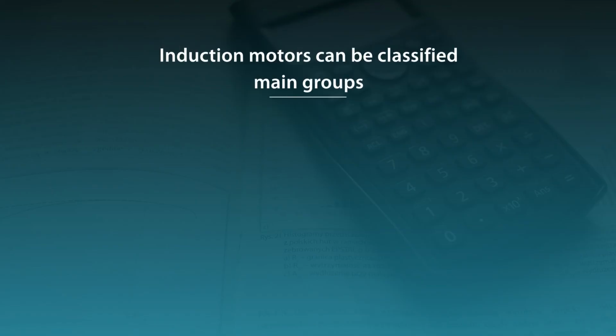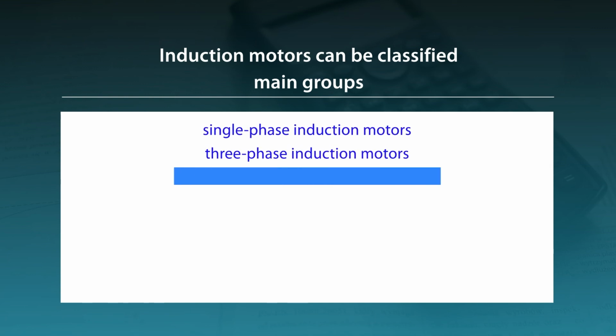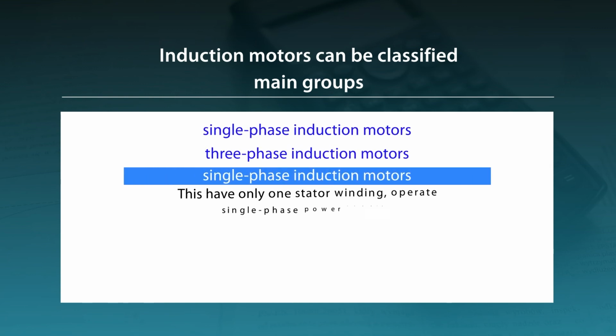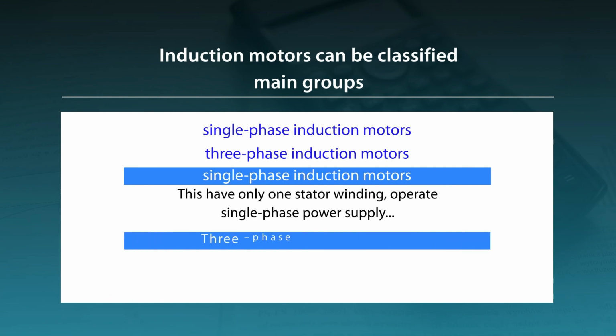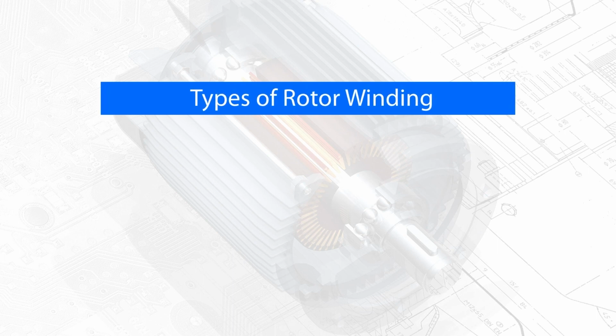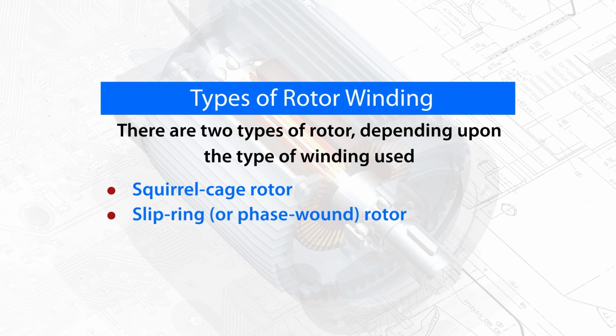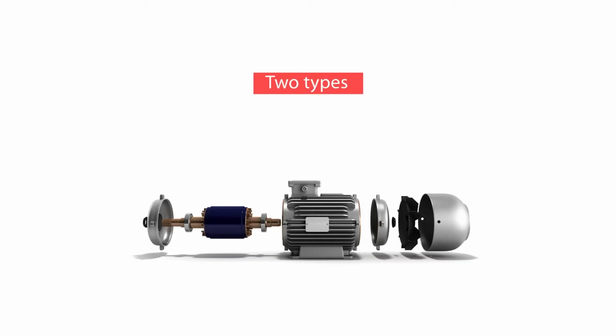As I mentioned, induction motors can be classified into two main groups: single-phase induction motor and three-phase induction motor. Similarly, three-phase induction motor can be classified further. One is squirrel cage induction motor and the other is phase-wound induction motor. So, three-phase motor is a classification of AC motor. The other types are synchronous motor and induction motor.